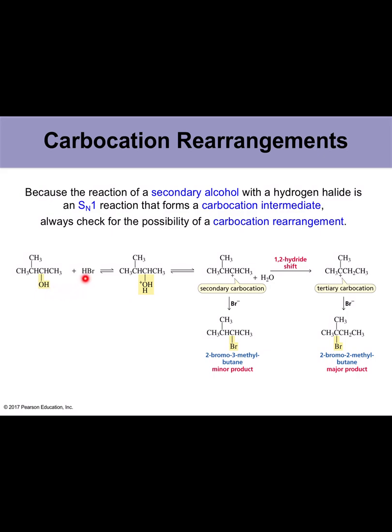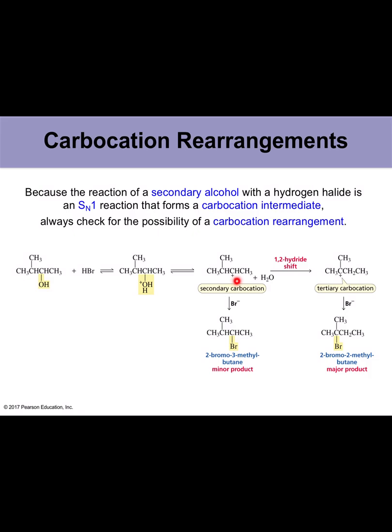First thing that happens is the OH group is protonated with the hydrogen of HBr. So now we have a protonated alcohol. Okay, protonated alcohol, we have made it a good leaving group. So it can just fall off, right? Once it falls off, you have a positive charge right there, and that's a secondary carbocation.